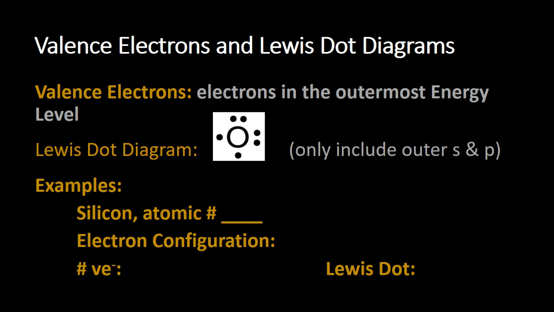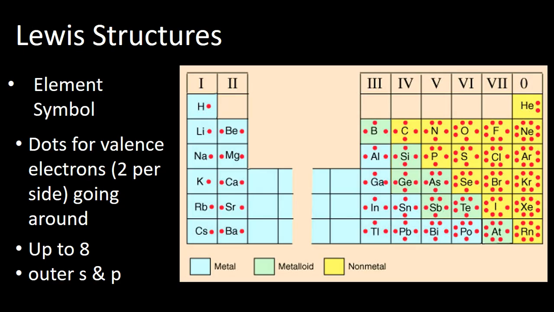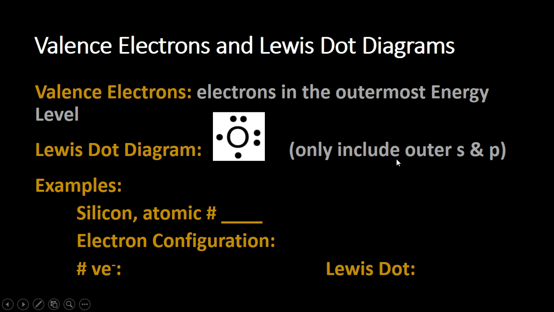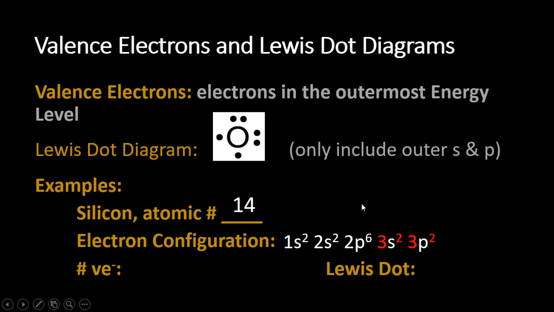So let's take a look at silicon. Silicon is number 14 on your periodic table. If we were to do the electron configuration for silicon, it's everything that neon is, plus 1, 2, 3, 3s2, and then 3p2. So silicon is 1s2, 2s2, 2p6, 3s2, 3p2. So it's everything neon is, then 3s2, 3p2.